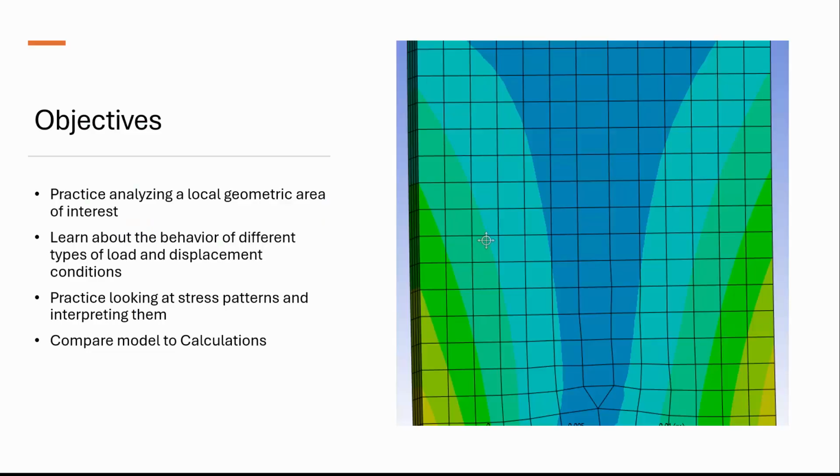Key objectives today are to practice analyzing a local geometry of interest or region of interest, learn about the behavior of different types of load and displacement conditions that you might apply as boundary conditions, and practice looking at stress patterns and thinking about whether they make sense in terms of what you know about basic stress models, such as bending and axial and transverse shear. And then we will compare the model to calculations.